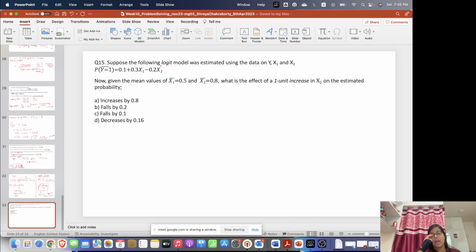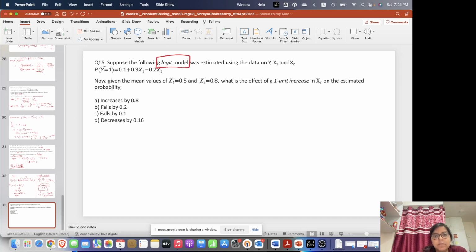So suppose we have the following logit model that uses the data on y, x1 and x2. Now given mean values of x1 and x2, what is the effect of a unit increase in x2 on the estimated probability?